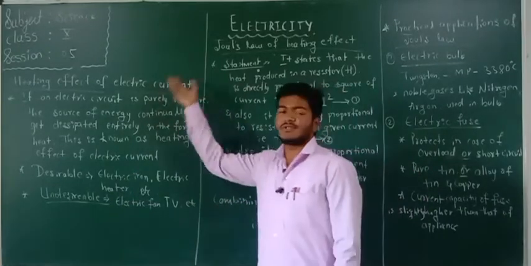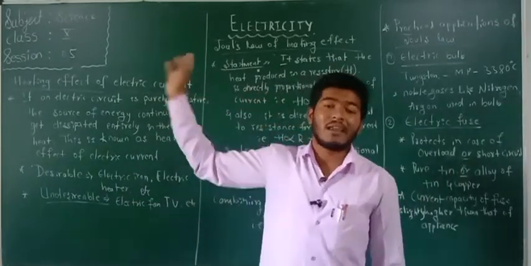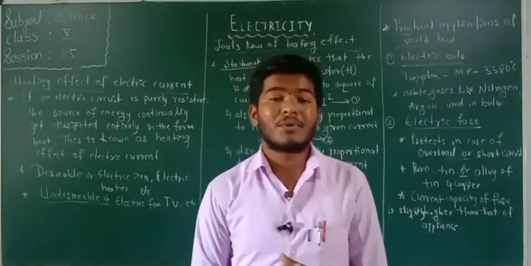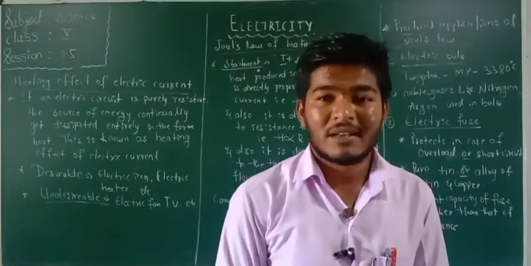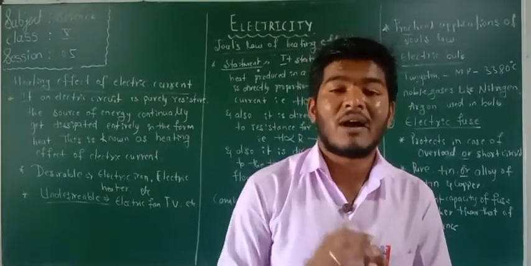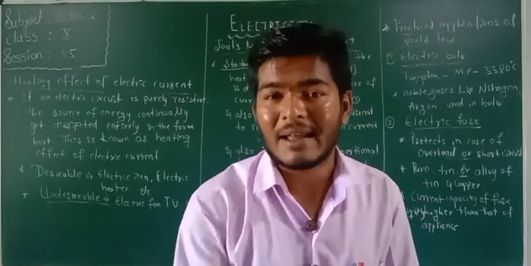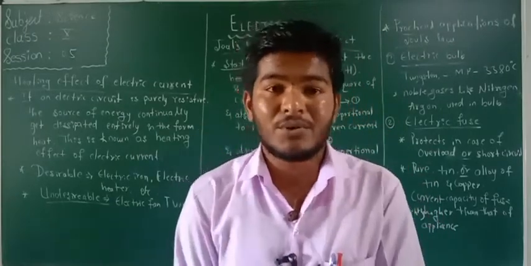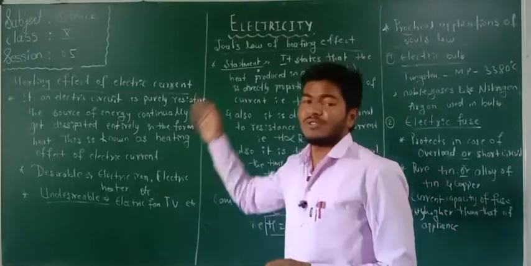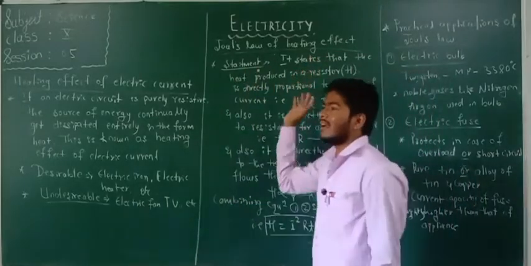Based on this, Joule made a law on the heating effect. How much heat will be produced in an electric appliance, and if we use the appliance for some time, how much heat will be produced, is calculated by Joule's law. What is Joule's law? What does it state?